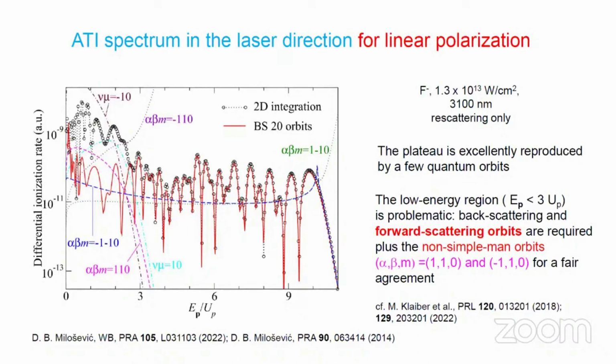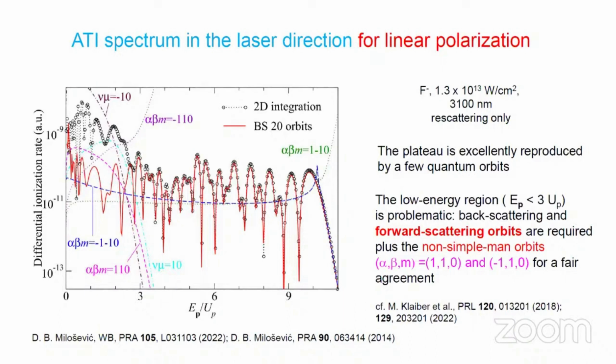This here is a spectrum for linear polarization in the direction of the laser field. And again, it nicely emphasizes the fact that when the quantum orbit formalism was set up, everybody cared about the plateau and all that for high energies. Now it turns out the plateau is the easy part of this, because in the plateau here we get a perfect description of the exact spectrum with just a handful of orbits. And it's 20 here in this picture, but it could also be fewer.